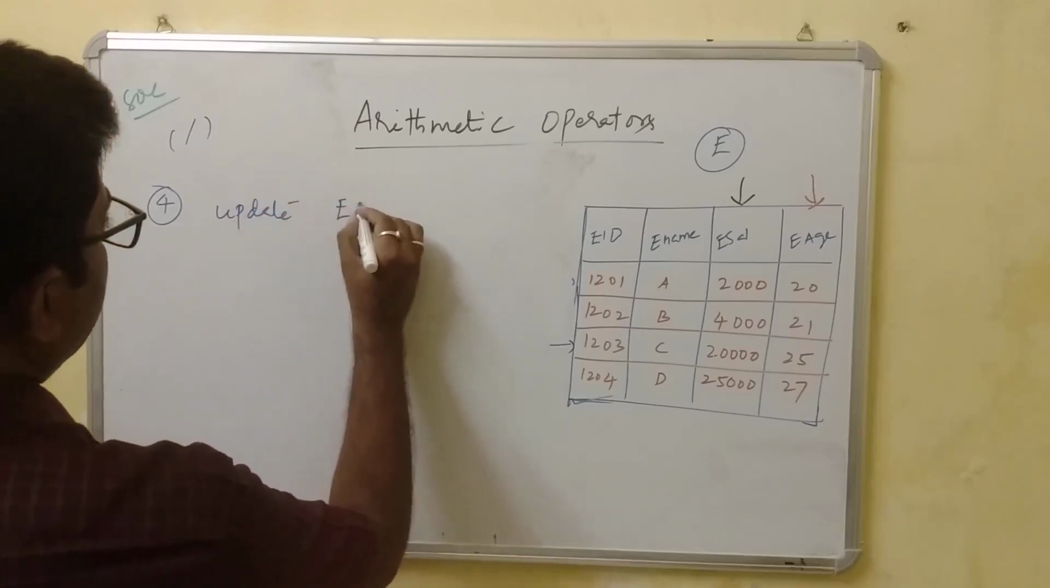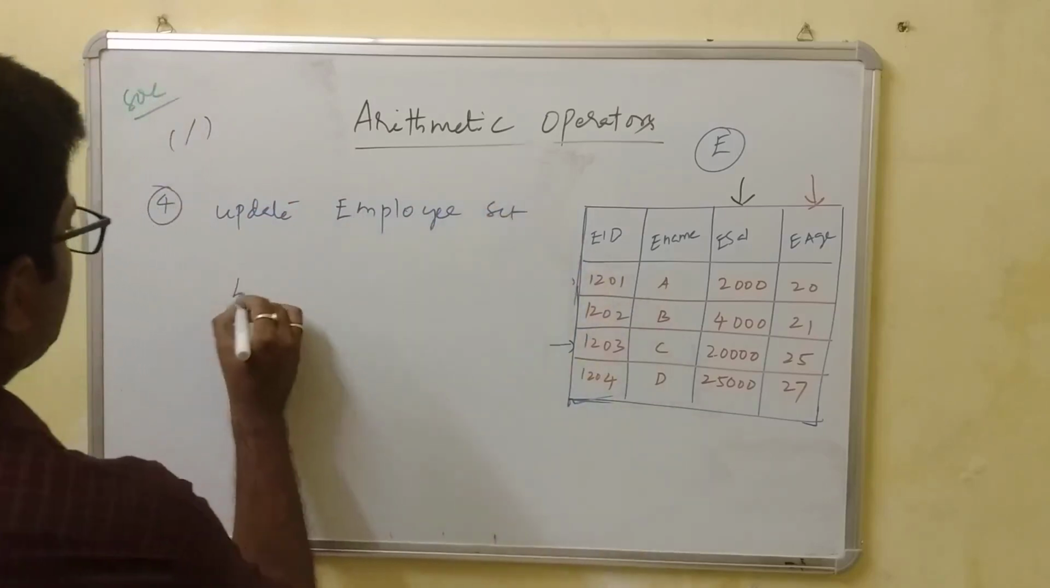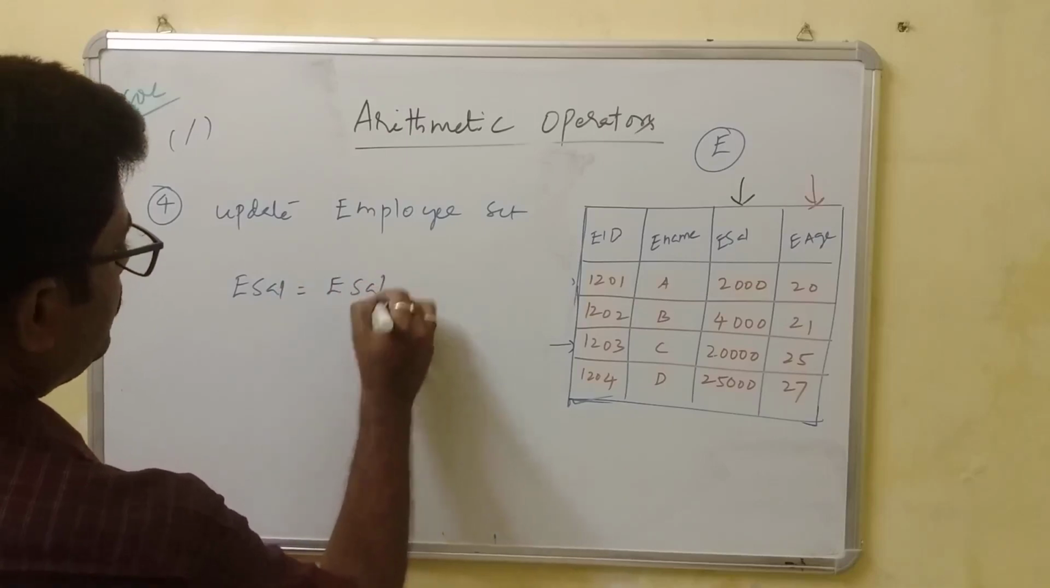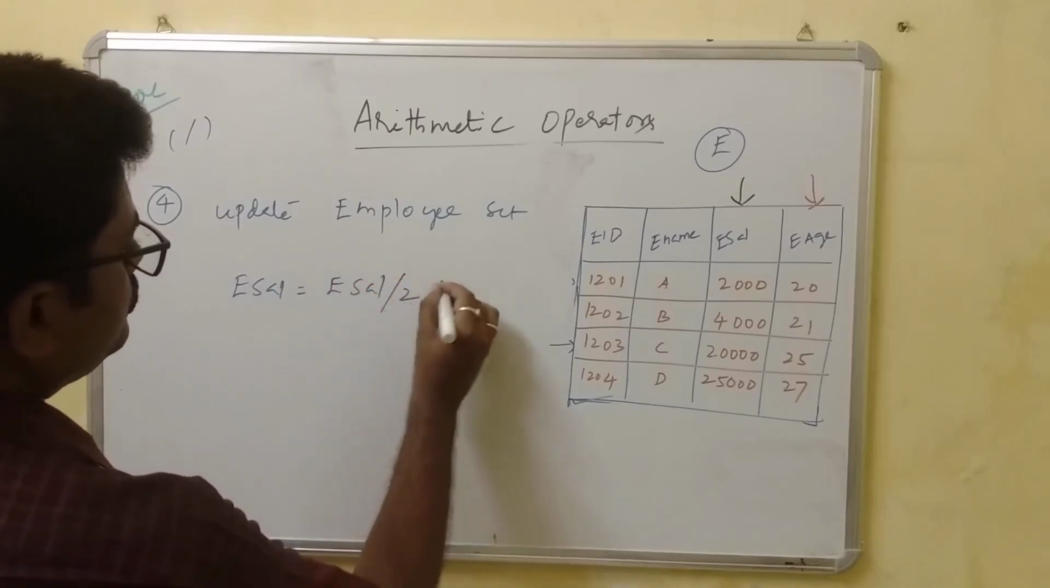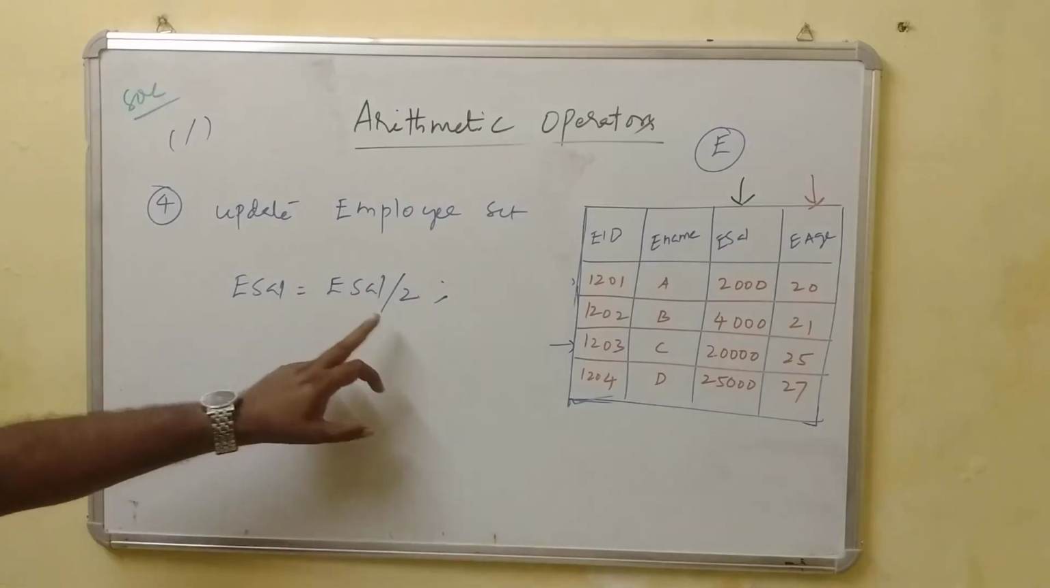Update employee set e-salary equal to e-salary by 2. Okay, e-salary by 2.